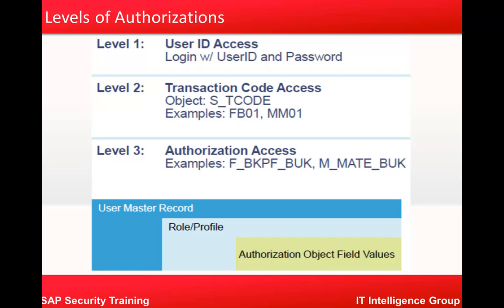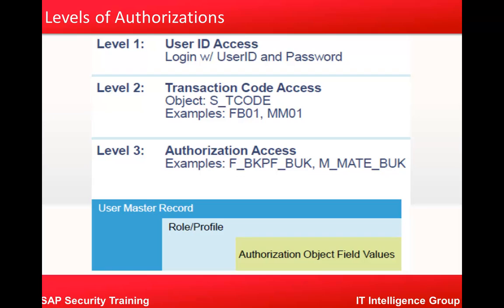Transaction code access is basically giving access to an object S_TCODE with values such as FB01, MM01, etc., depending on the type of activity. Authorization access is basically the values for things like F_BKPF_BUK, M_MATE_BUK. Here you can see a user master record which has information about the authorization object field values, the roles and profiles, and the user master record.